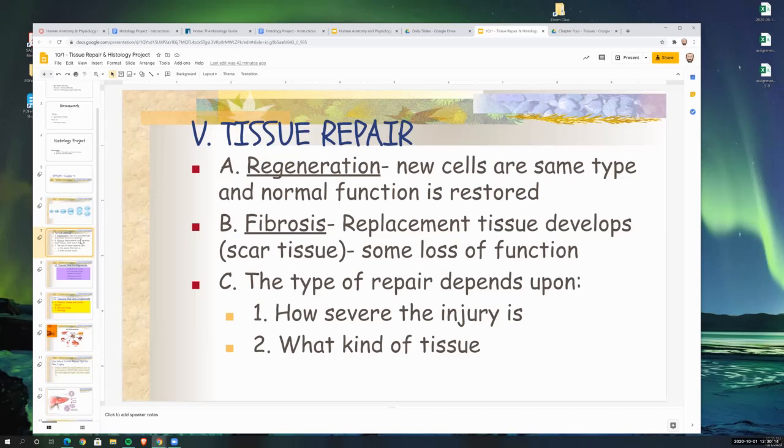So please write as your next note, capital V period, tissue repair. And, oops, we should be using this.